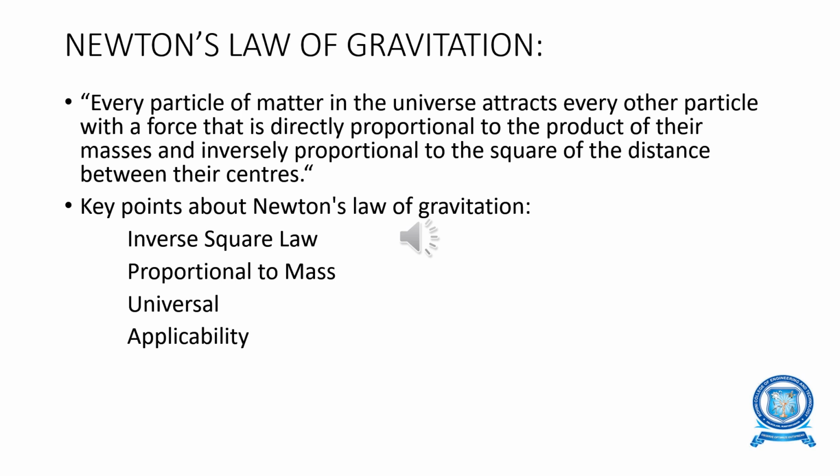According to this, the key points of Newton's law of gravitation are the inverse square law, proportionality to mass, universality, and applicability. First, the inverse square law: the force of gravity decreases with the square of the distance between the objects. Next, proportional to mass: the force of gravity is directly proportional to the product of the masses of the two objects. Next, universal: Newton's law of gravitation applies to all objects with mass in the universe. Last, applicability: for most practical purposes, Newton's law of gravitation remains highly accurate and it is still used in many calculations.